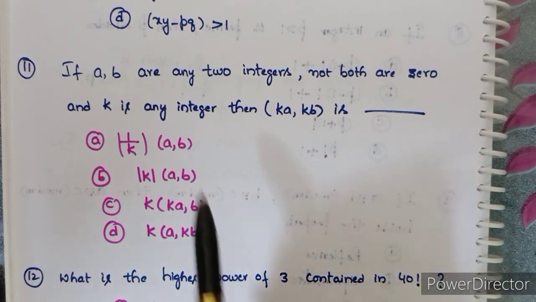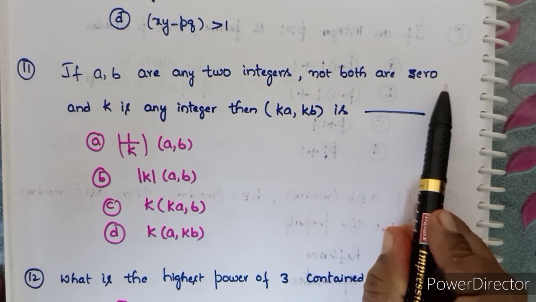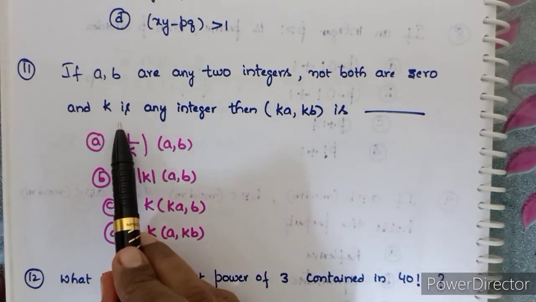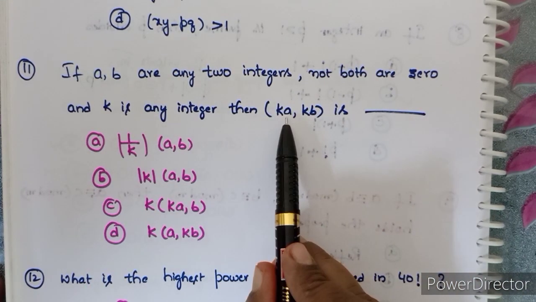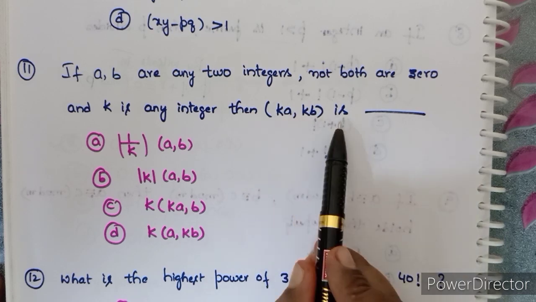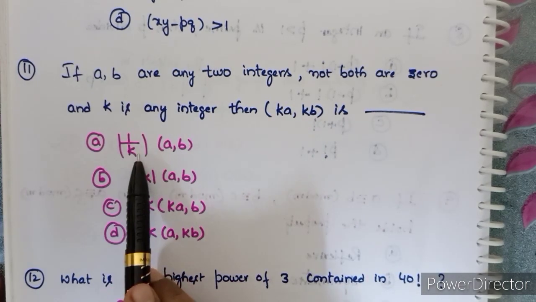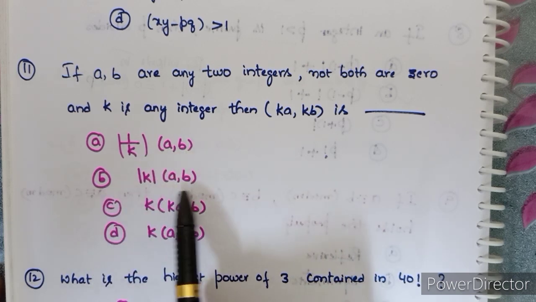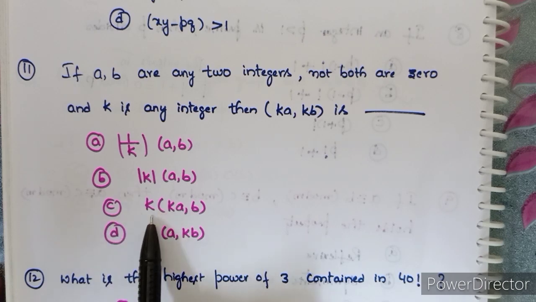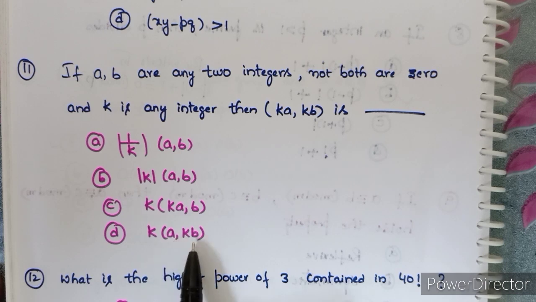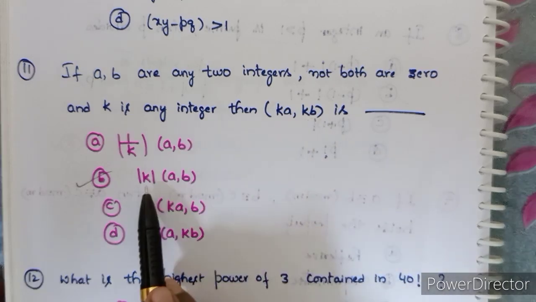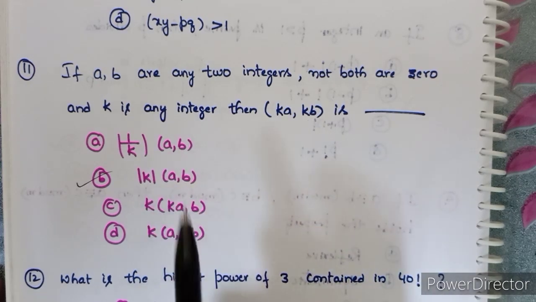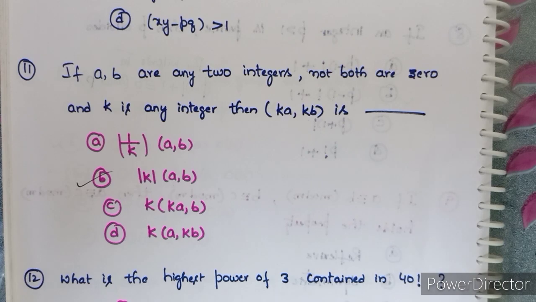11th question. If A and B are any two non-zero integers, and K is any integer, then GCD of KA, KB is: option A, modulus of 1 by K into GCD of A, B. Option B, mod K into GCD of A, B. Option C, K into GCD of KA, B. Option D, K into GCD of A, KB. So option B is correct. GCD of KA, KB is mod K times GCD of A, B. Option B is correct.